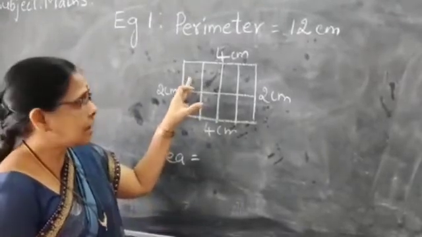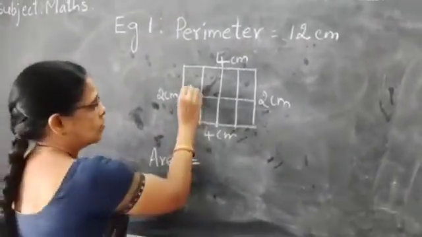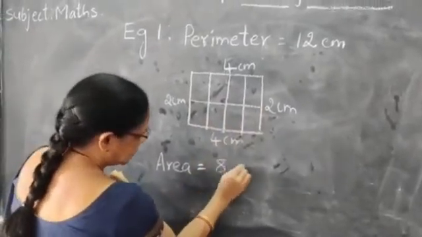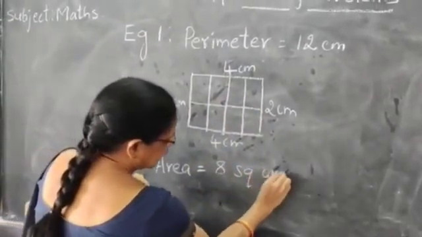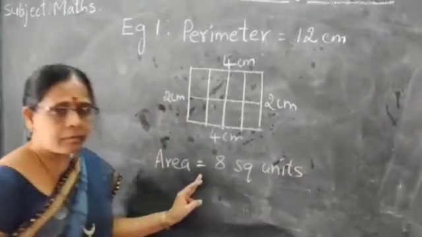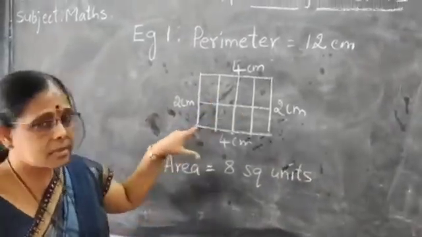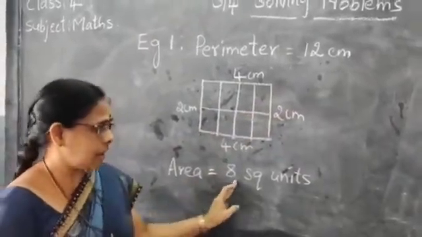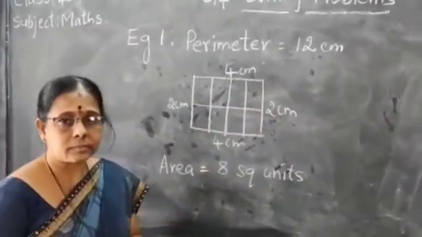So what is the area? You will count the boxes. 1, 2, 3, 4, 5, 6, 7, 8. So 8 square units is the area. What is the perimeter of this shape, children? Perimeter is 12 centimeter and area is 8 square units.